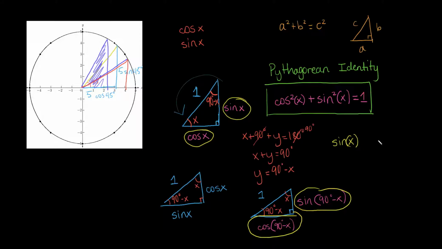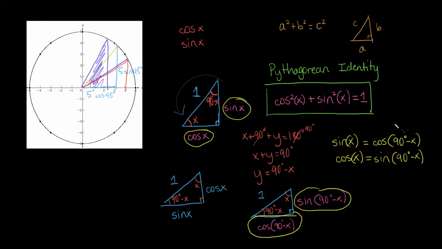And if we just come up here, what we've indeed found is just a new way to express these functions. The sine of x is equivalent to the cosine of 90 degrees minus x, and the cosine of x is equivalent to the sine of 90 degrees minus x.